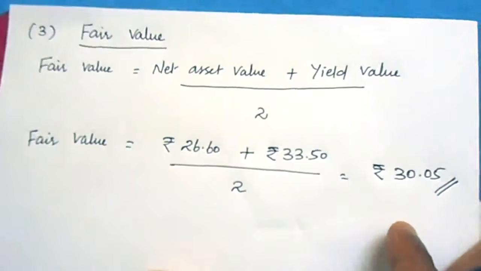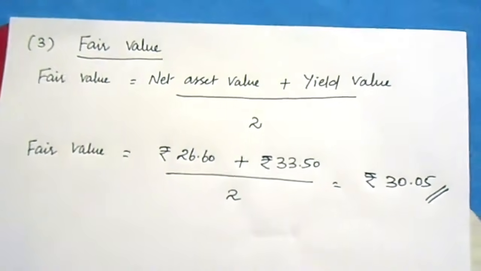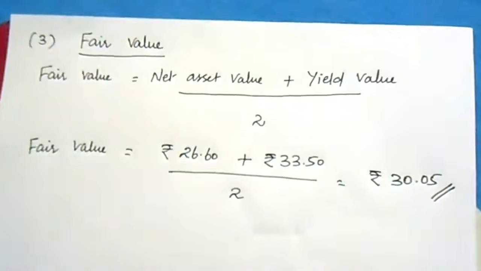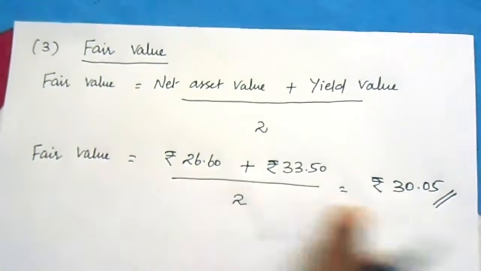So in this problem we have seen 3 different methods. First one is the net asset method, second one is the yield method, and last one is the fair value method.